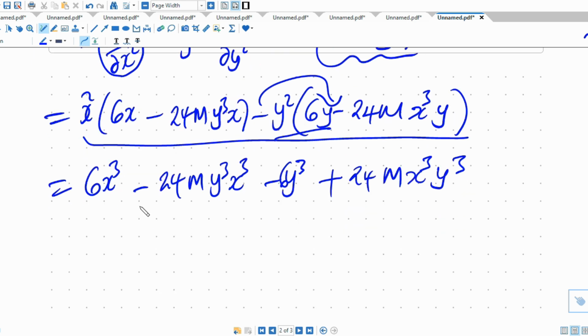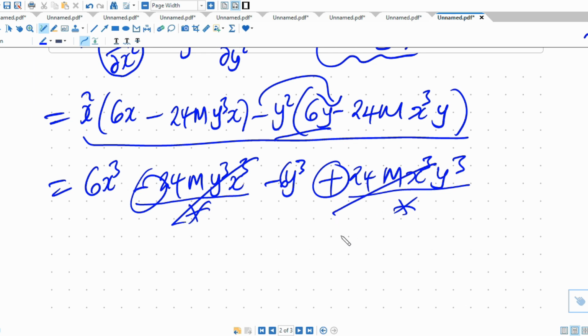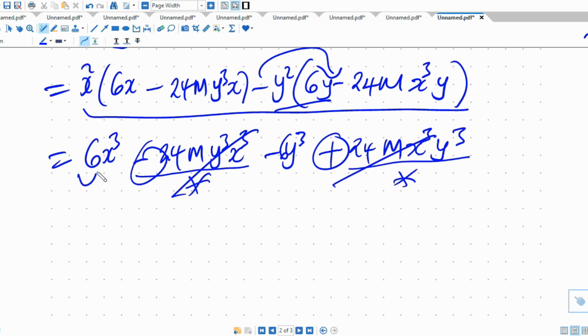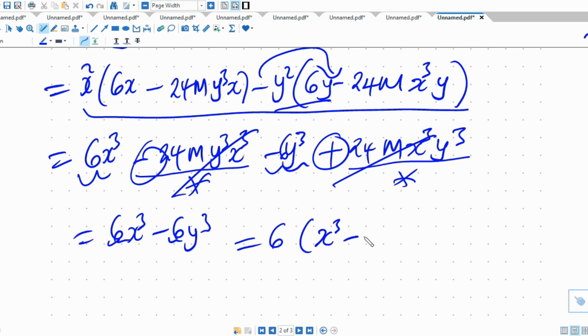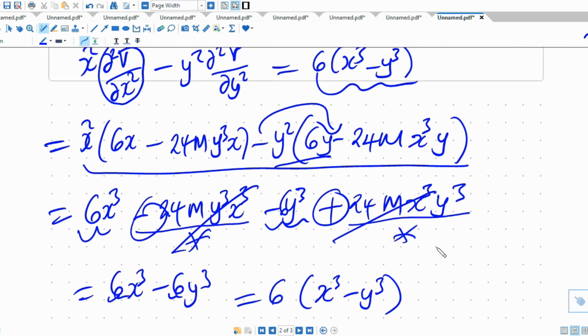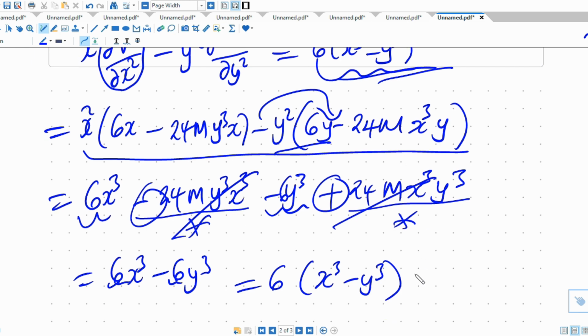Now from this expression you can see that we have 24my cubed x cubed and 24mx cubed y cubed. These are like terms, and since here is a positive and here is a negative, it means these two shall cancel out. What is left is this and that one. So we shall have 6x power 3 minus 6y power 3, which is the same as when you take 6 outside. This one is x cubed minus y cubed, which is the same as what we have on our right hand side of the equal.